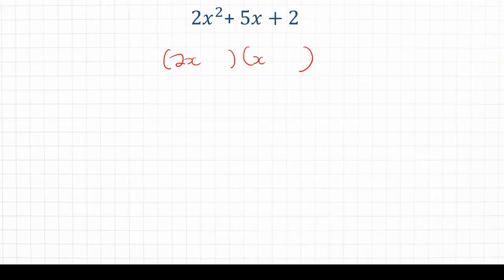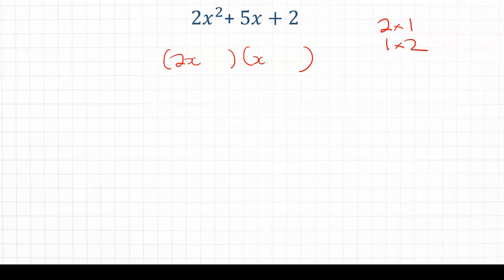To find the other numbers in the double brackets, we look at the last number in the quadratic equation, 2. Now 2 has factors 2 and 1 because 2 times 1 is 2. Something that's important to realize is that there are two possibilities. The 2 can be either in the bracket with the 2x or the x. The only way to know is to multiply out both sets of brackets and see which correctly gives the original expression, 2x squared plus 5x plus 2.